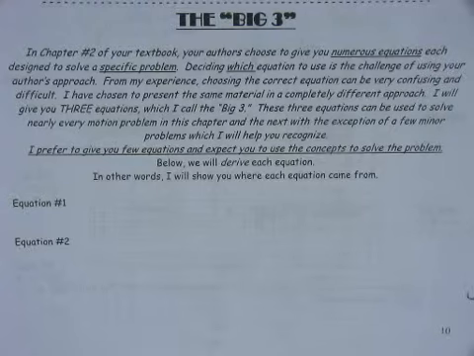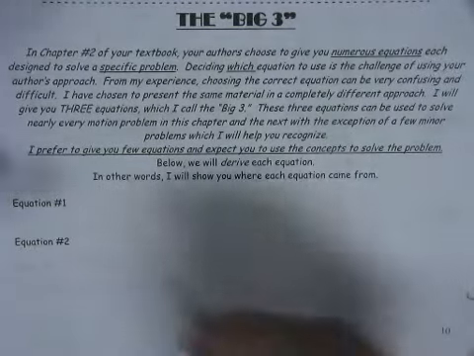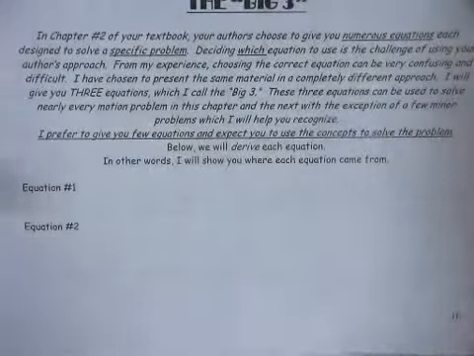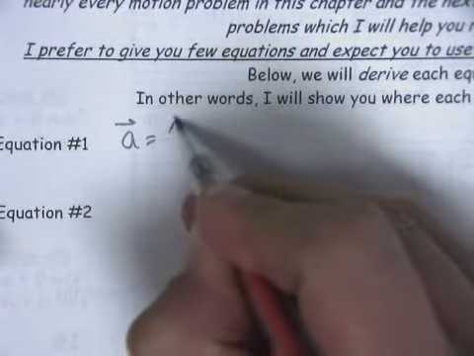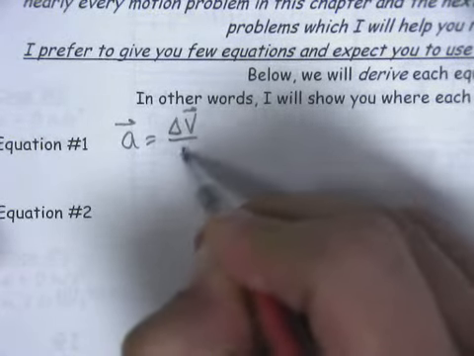So below we're going to derive each equation. And what do we mean by derive? Well, in other words, I'll show you where they came from. So we're going to give you the first one. The first equation comes from the definition of acceleration. I'm going to zoom this in a little bit so we've got something to work with. So we talked about acceleration as being a change in velocity divided by time.